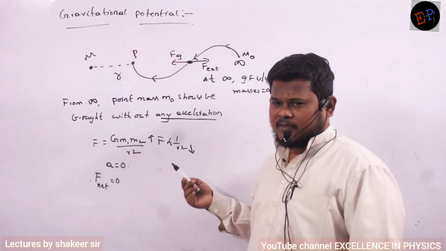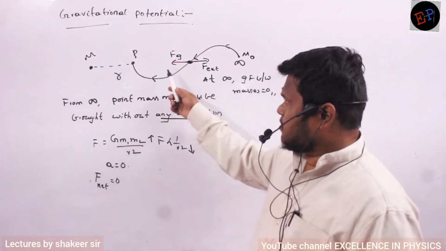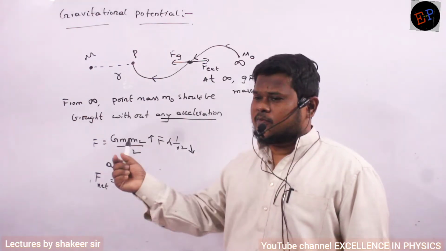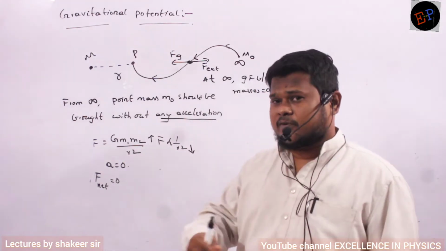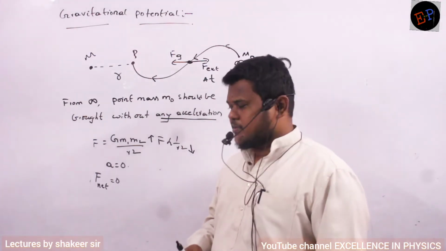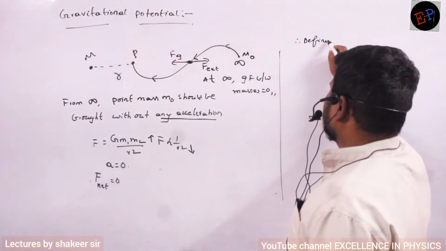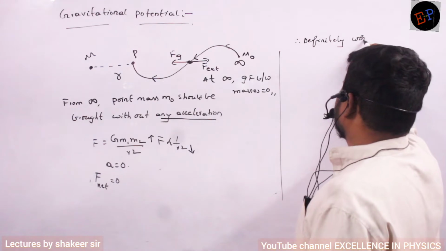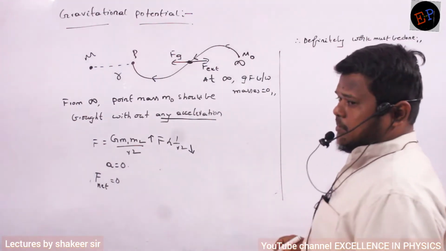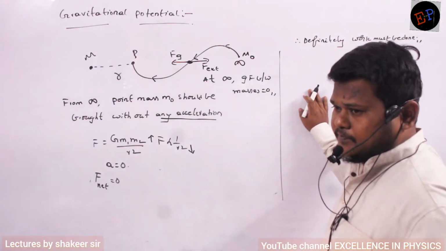Are you understanding how we are doing the analysis? For making acceleration 0, the net force should be 0. But the gravitational force is always present, so we have to apply an equal and opposite force. So the body moves, but without acceleration, with uniform velocity. If velocity is uniform, acceleration is 0. Therefore, definitely work must be done. But what kind of work are we doing? Is the external force doing positive work or negative work?